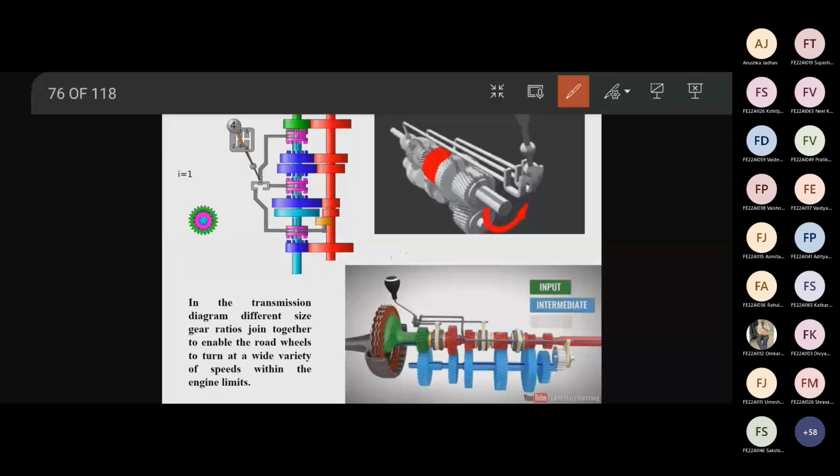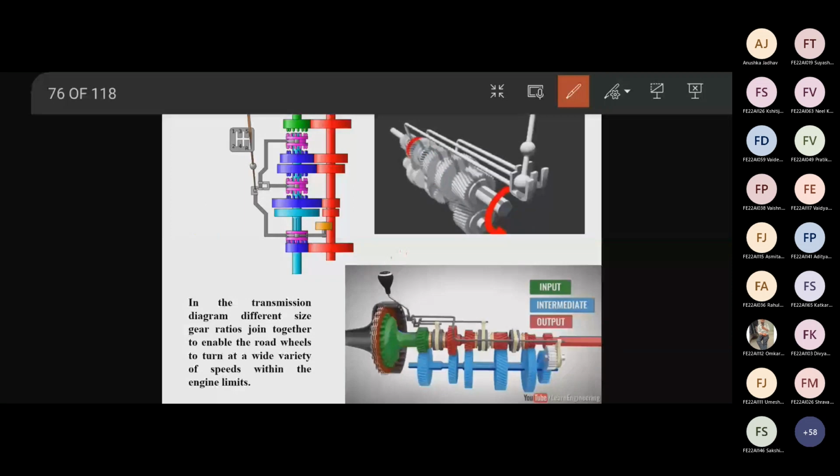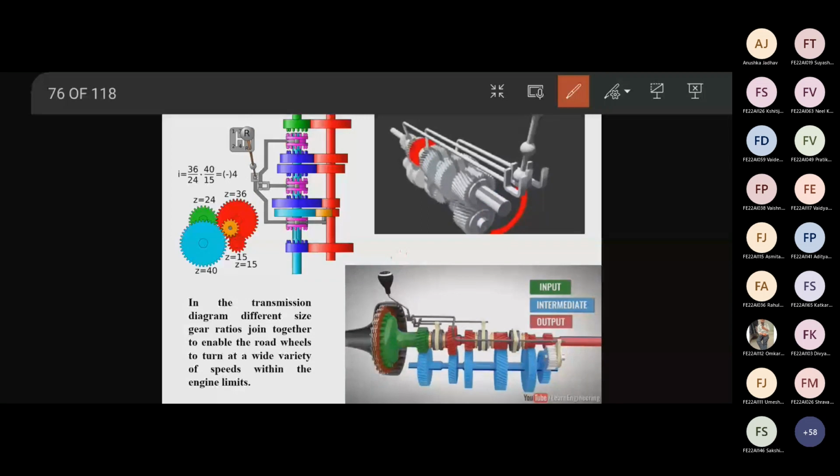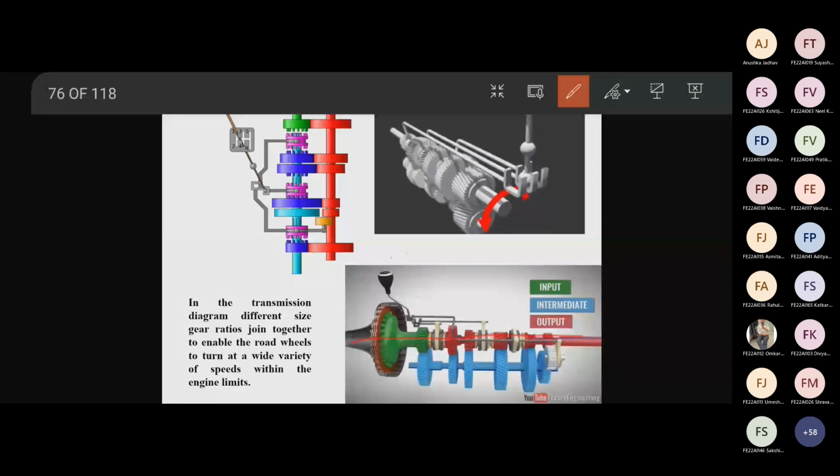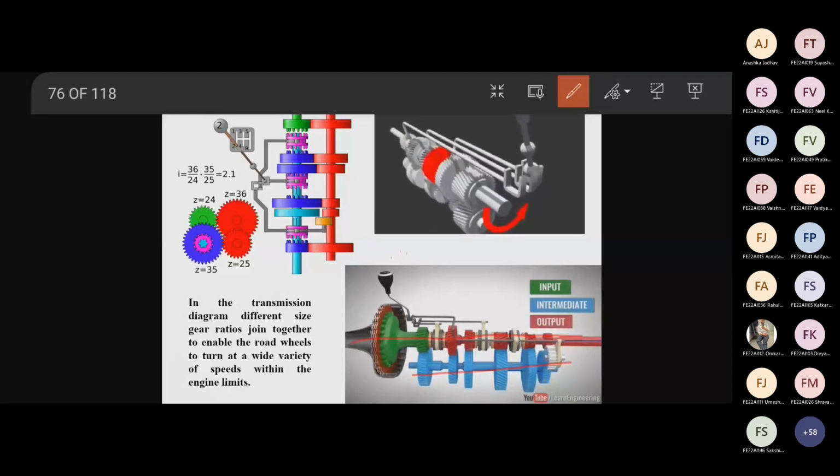This is the type of constant mesh gearbox. In this, all gears are engaged in all positions, but they are freely rotating on the shaft, right? This is the main shaft, and the parallel shaft is called the lay shaft, right? In case of reverse gear, we are using 3 gears. At the last, it is the reverse gear.